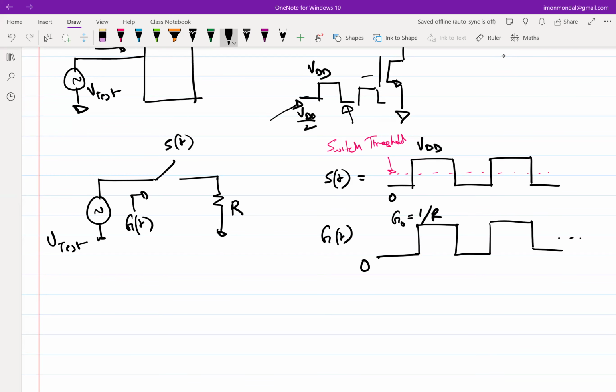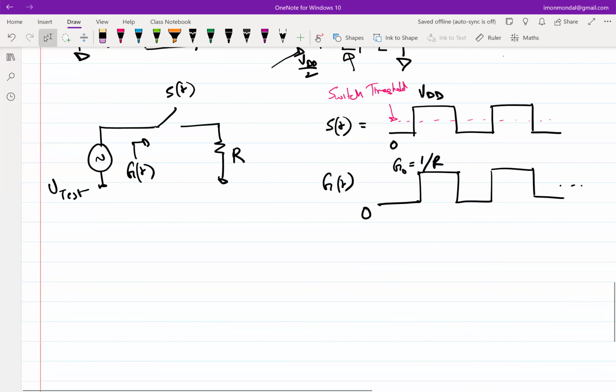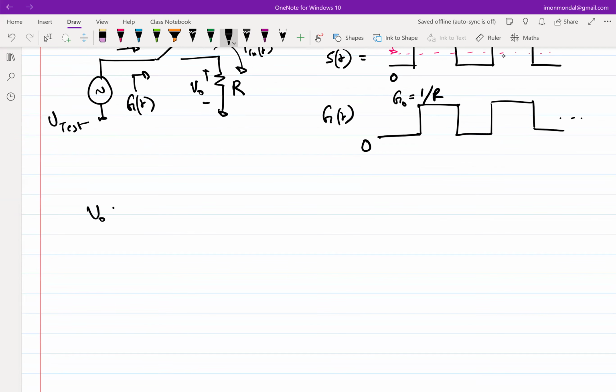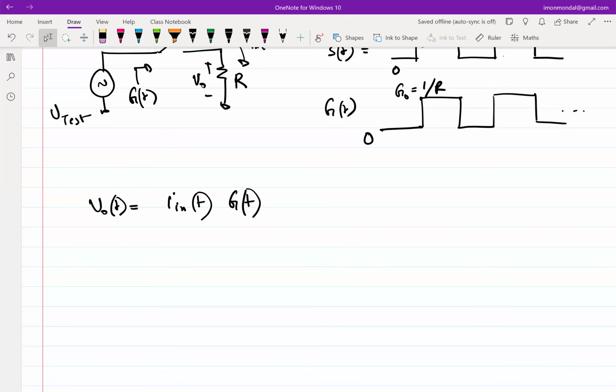So, okay, fine. If I have G of T, I know I in of t, and this I in of t flows into R. So if I take this voltage V naught of t, it is I in of t times G of t. Fine. Okay. So then what? G of t is not a sinusoid. G of t is a square wave, right?